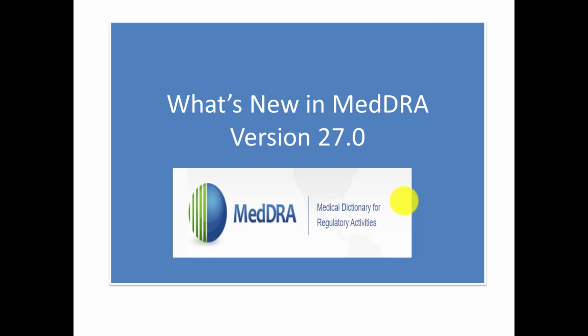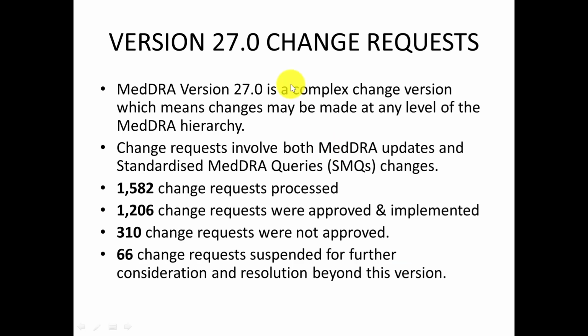Today we are going to see what's new in MedDRA version 27.0. As you are already aware, MedDRA is the Medical Dictionary for Regulatory Activities, and the current effective version from March is 27.0. We'll see what the version change requests are. Before that, I'll tell you that MedDRA gets updated twice a year.